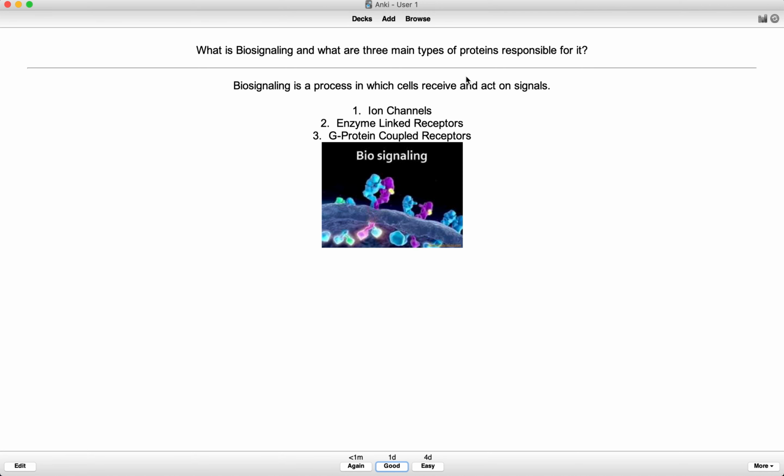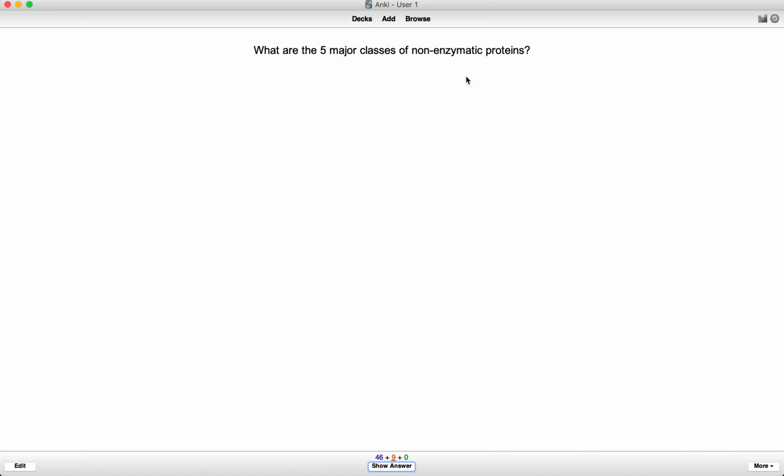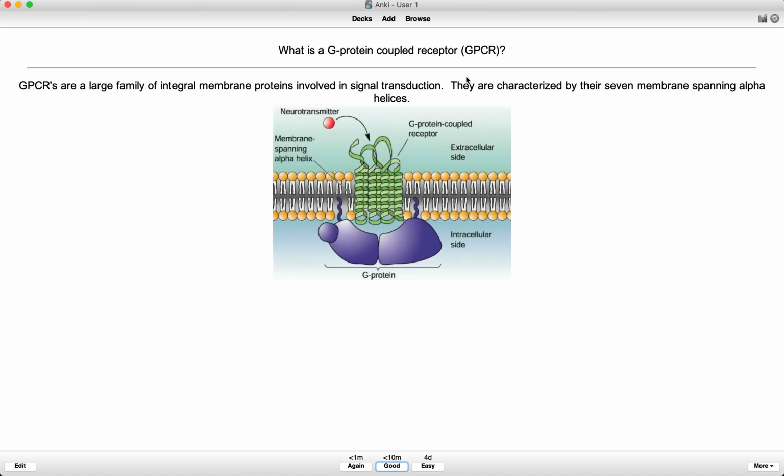I forgot the three main proteins: ion channels, enzyme-linked receptors, and G protein coupled receptors. Right. Ion channels, enzyme-linked receptors, G protein coupled receptors. 5 major classes. Some motorcycles bind to immune bicyclers. Structural protein, motor protein, immunoglobulins, binding protein, and biosignaling proteins. G protein coupled receptors, a family of integral membrane proteins, and they're characterized by 7 alpha helices that span the membrane.